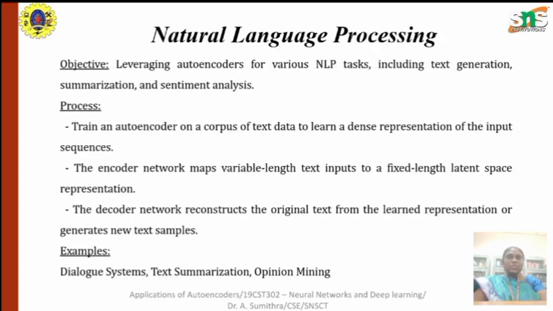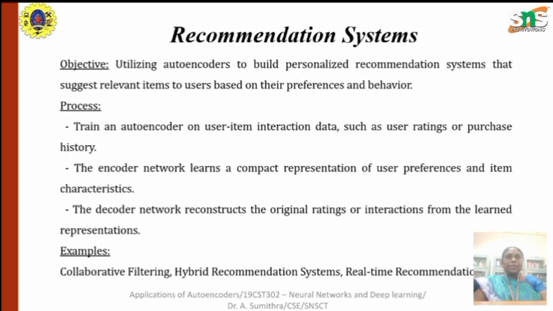In natural language processing, it is used for tasks such as text generation, text summarization and language translation. And the recommendation system is a crucial application, learning low dimensional representations of users and the items.